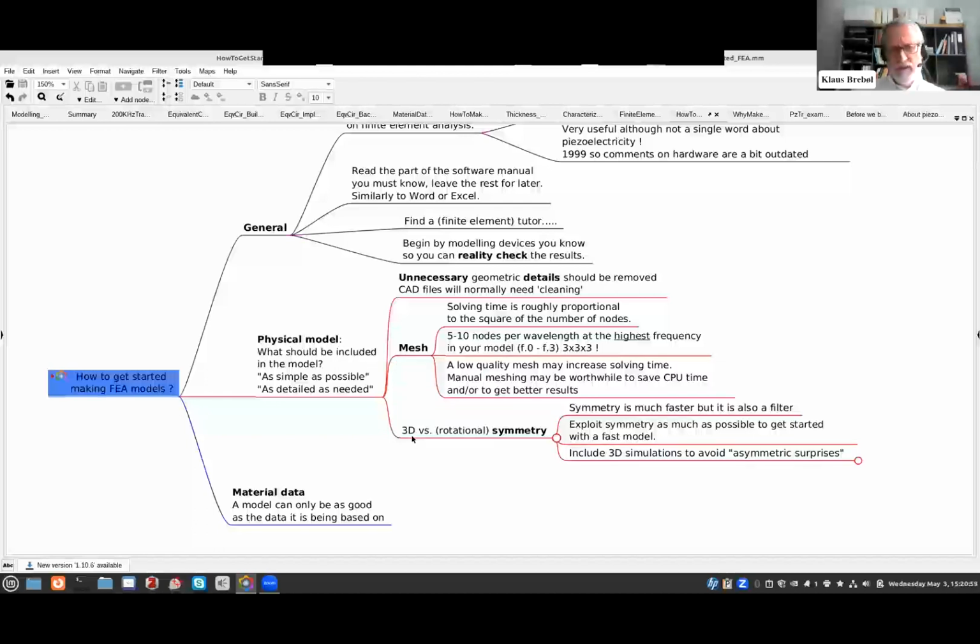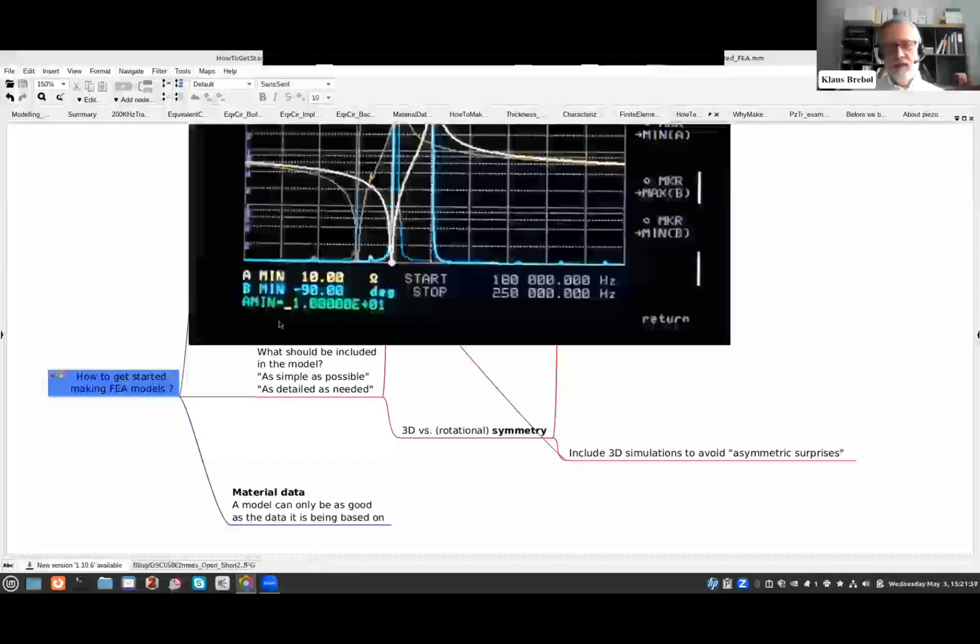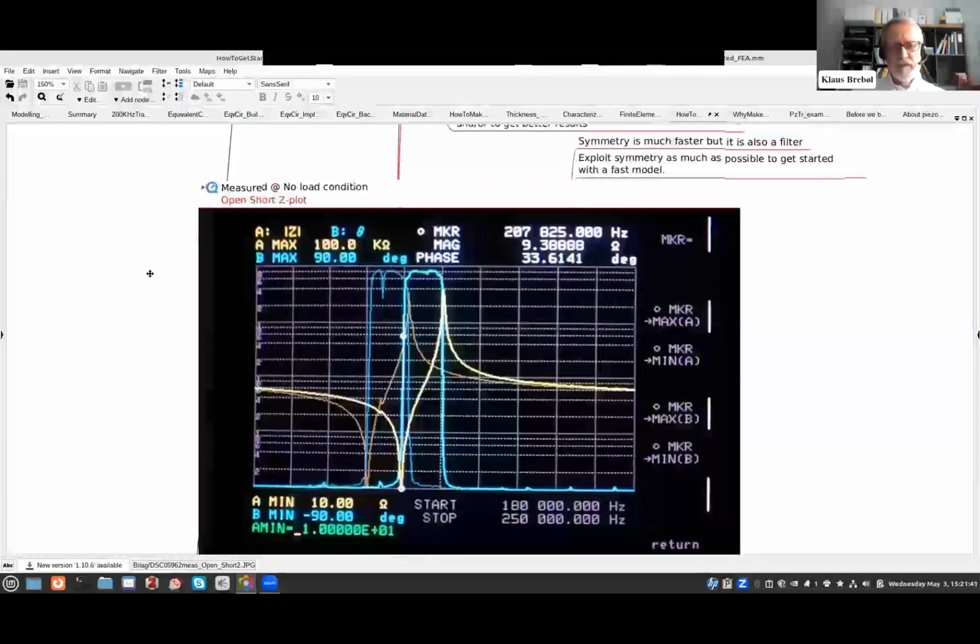A very efficient way of reducing the size of your model is to choose either to make 3D or to cut down on the size of the model by using symmetry. And symmetry is a very efficient way to cut down the size of your model. But you should also remember that it's a filter. So if you use symmetry, you lose all the asymmetry which is in your model. And the way to do this is to exploit symmetry as much as possible to get started. And once you are closer to your final solution, you begin to include 3D simulations to avoid asymmetric surprises at a more unpleasant moment.